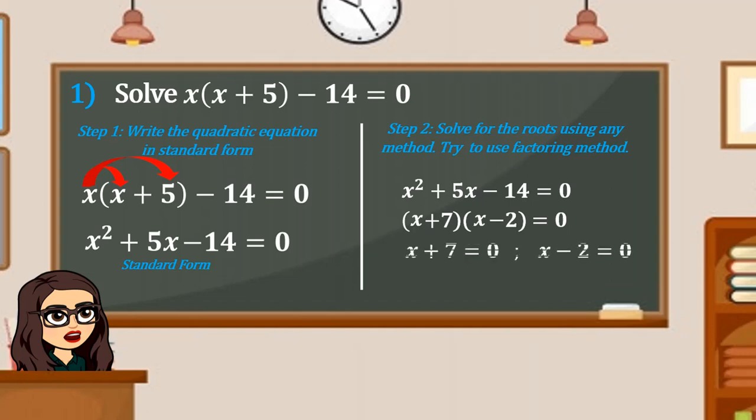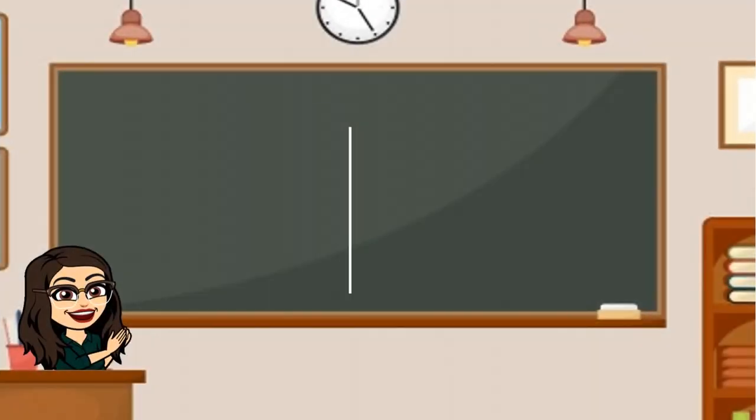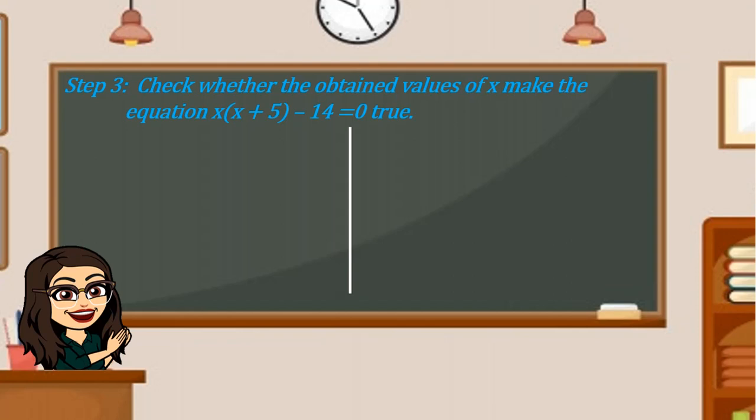And then equate each factor to 0. So for x plus 7 equals 0, transpose positive 7 to the right side, and this is now x equals negative 7. Then for x minus 2 equals 0, transpose negative 2 to the right side, and this will give us x equals positive 2. And the values now of the variable x are negative 7 and positive 2. So for step number 3, check whether the obtained values of x make the original equation true.